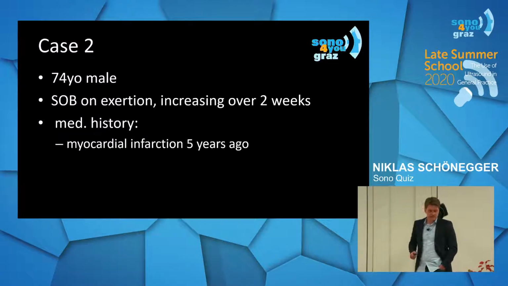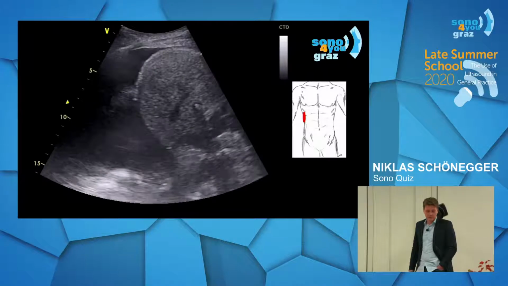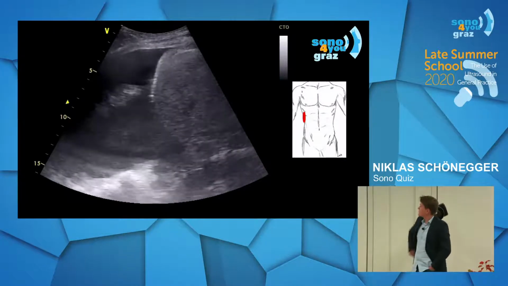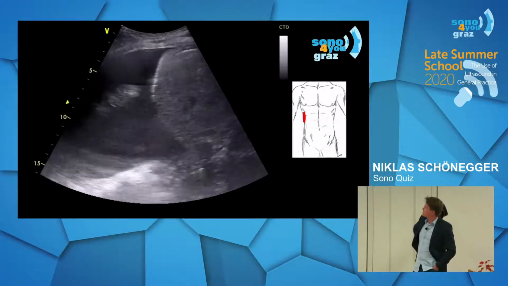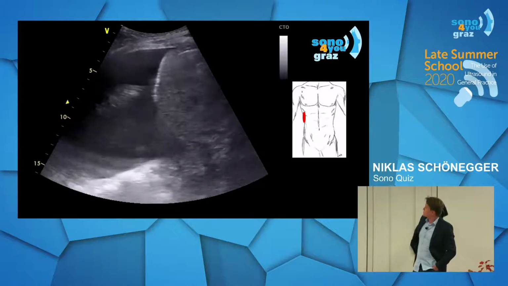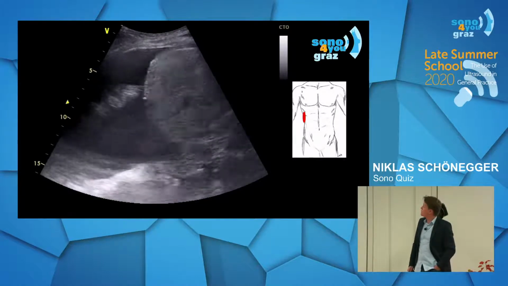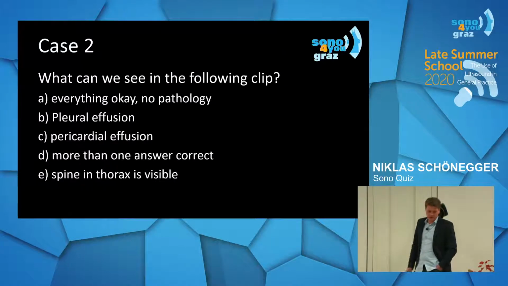The next case is a 74-year-old male patient who presents to you with shortness of breath on exertion, increasing over the past 2 weeks. In his medical history, the patient had a myocardial infarction 5 years ago. So this is a clip that you get when you put the probe here in his right upper quadrant. And I want to know from you, what do you think this might be?